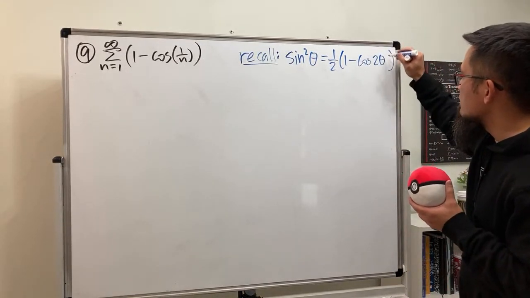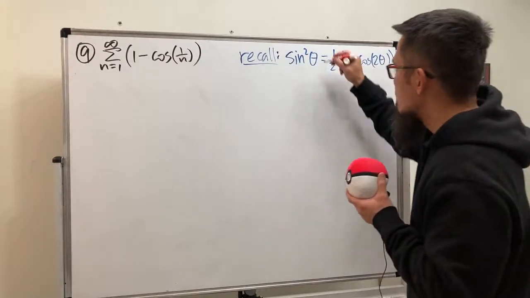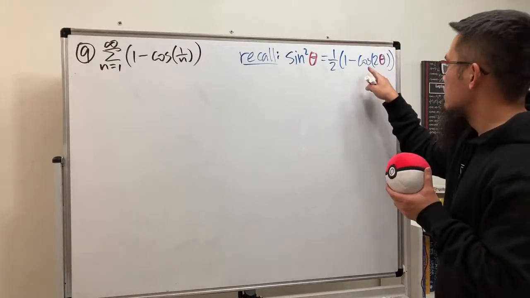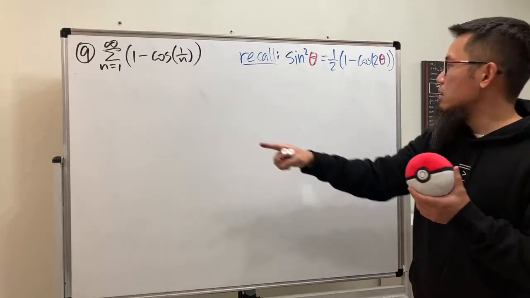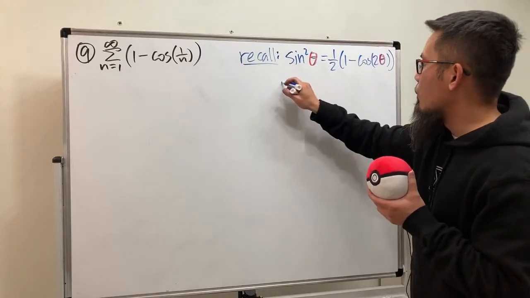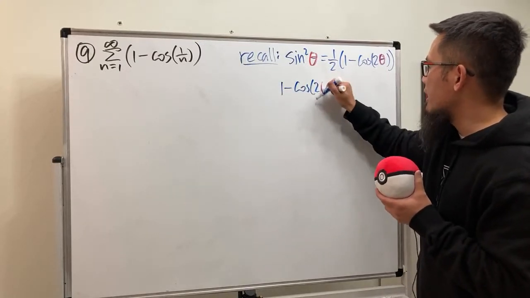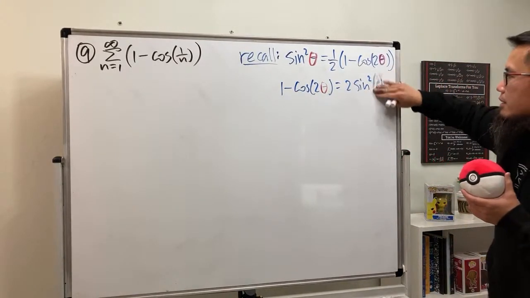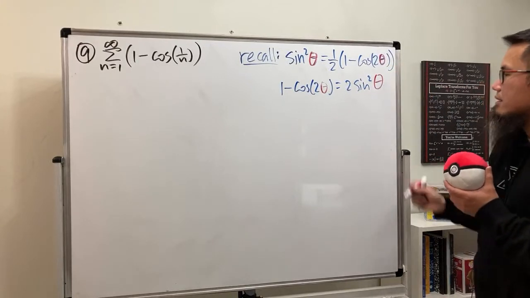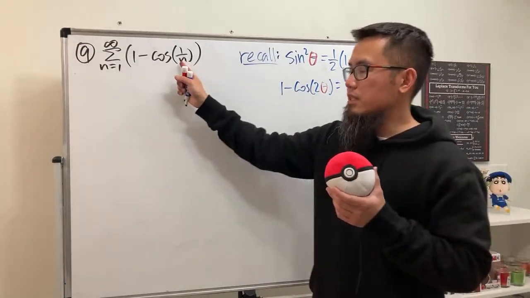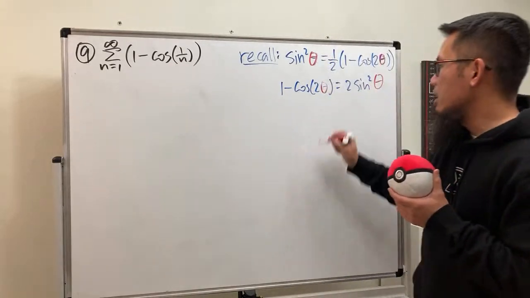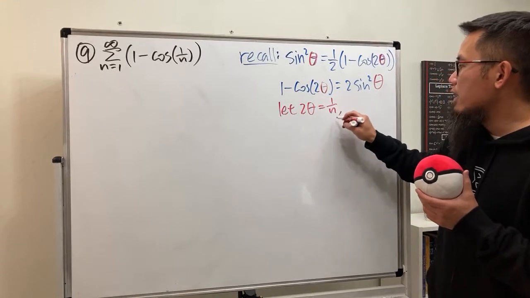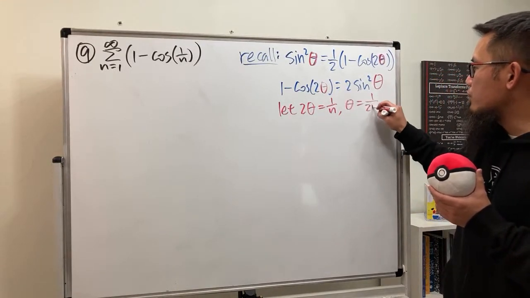So let me just write this down better, like so. Sine squared theta is equal to this. Wow, this looks similar to that. Multiply both sides by 2. We get 1 minus cosine 2 theta being equal to 2 sine squared theta. Here, as you can see, we want to have 1 over n. Therefore, we just have to let 2 theta be 1 over n. Therefore, theta is just equal to 1 over 2n.